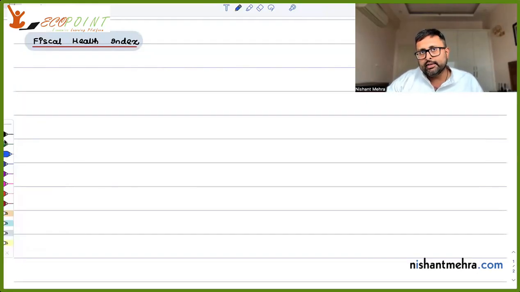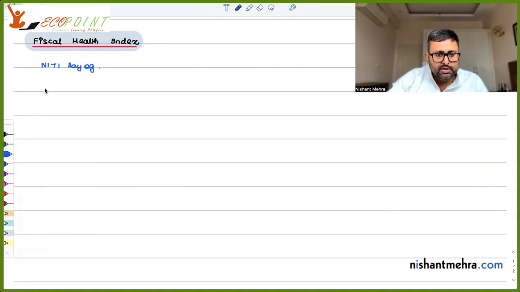Fiscal Health Index. It is one of the initiatives by NITI Aayog that wants to compare the fiscal performance of different states in the country. Whose initiative is this? NITI Aayog. And what is the main thing that it wants to compare? Fiscal performance across states.